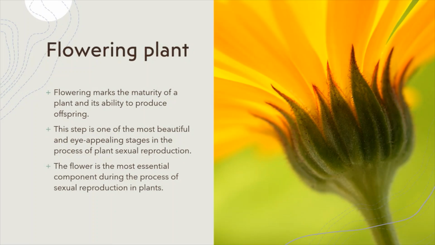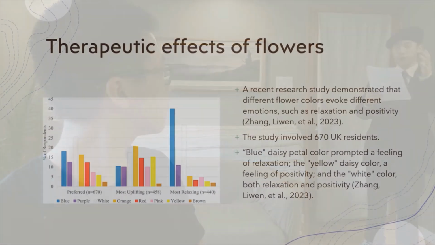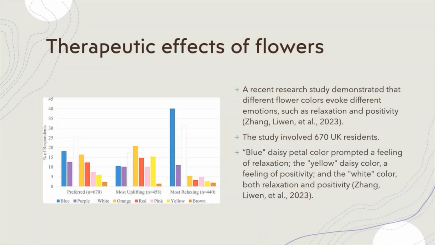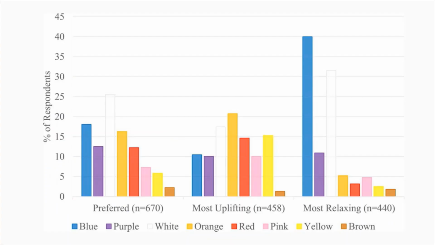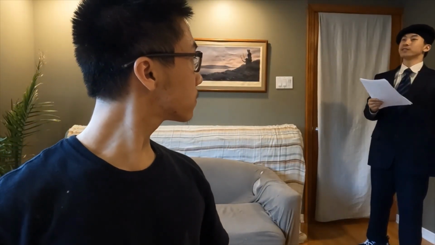This is one of the most eye-appealing and beautiful stages in plant sexual reproduction. Hey everyone, did you know that flowers can have therapeutic effect on mental health? A research study showed that different flower colors can evoke different emotions, such as relaxation and positivity. The blue daisy color prompts a feeling of relaxation, the yellow daisy color a feeling of positivity, and the white color both relaxation and positivity.